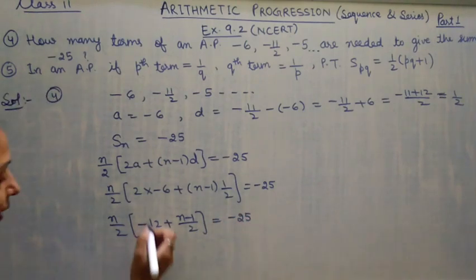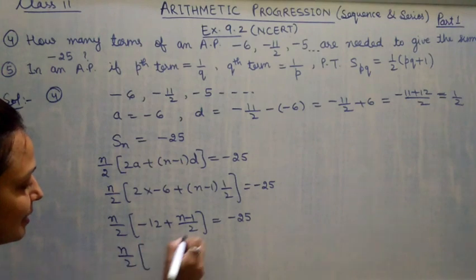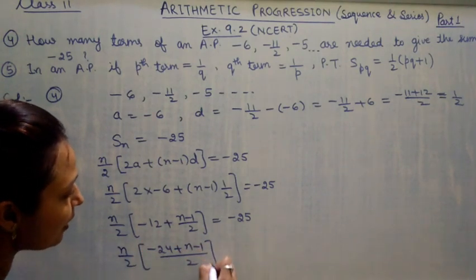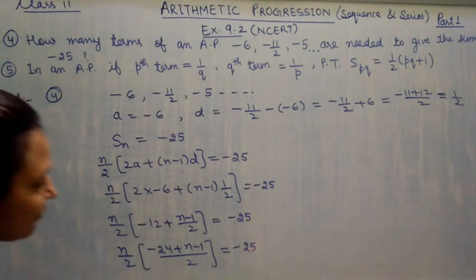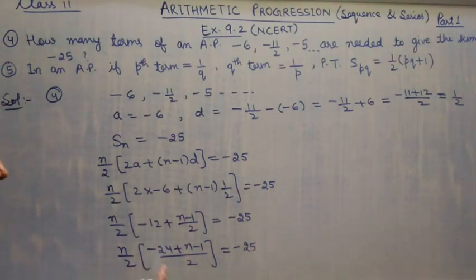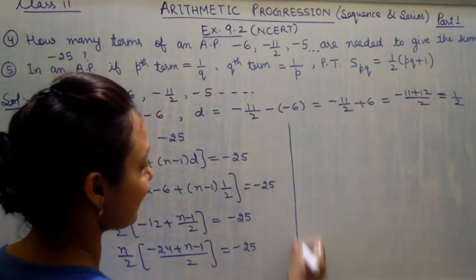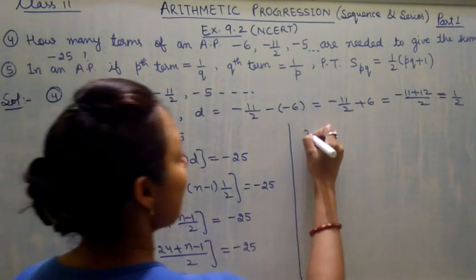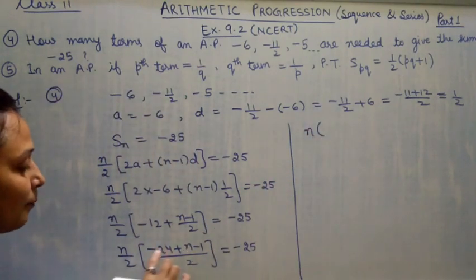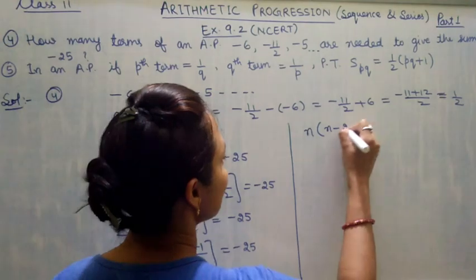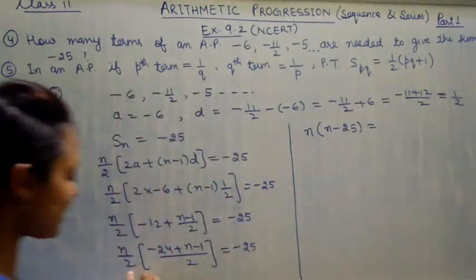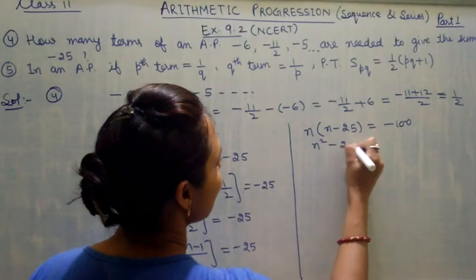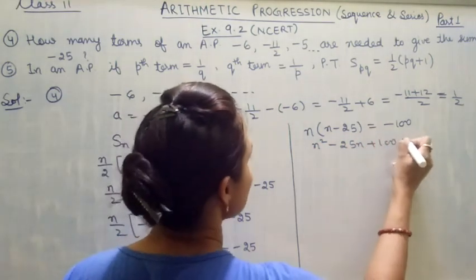I will take the LCM. n/2 times (-24 + n - 1)/2 equals -25. The next step is 2 times 2 is 4, so I will take 4 to the right hand side. n(n - 25) equals -100, so I will write n squared minus 25n plus 100 equals 0.